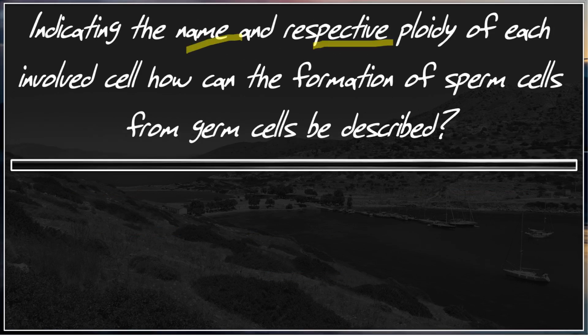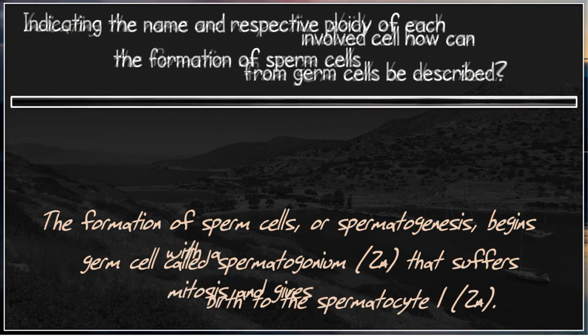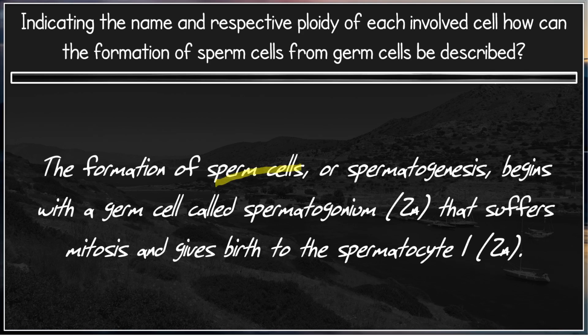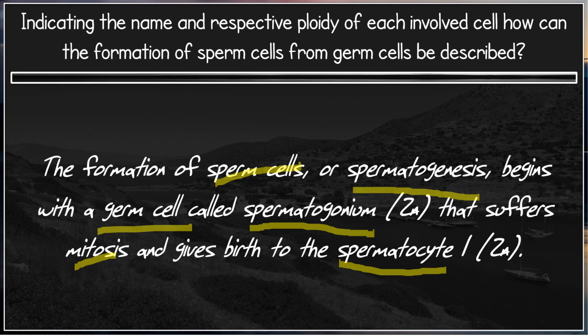Indicating the name and the respective ploidy of each involved cell, how can the formation of sperm cells from the germ cell be described? The formation of the sperm cells, or spermatogenesis, begins with a germ cell called spermatogonia, which is diploid, that suffers mitosis and gives birth to spermatocytes 1, which are still diploid.